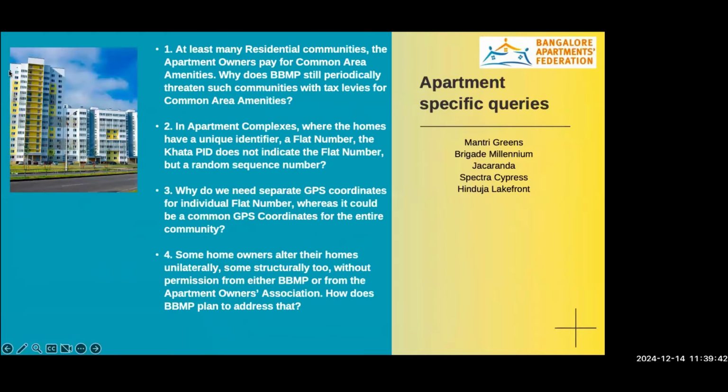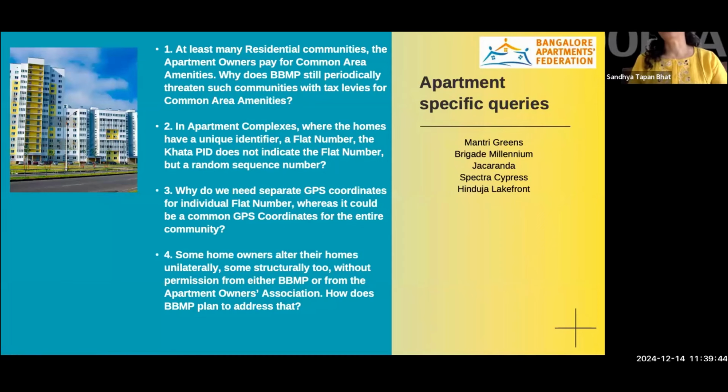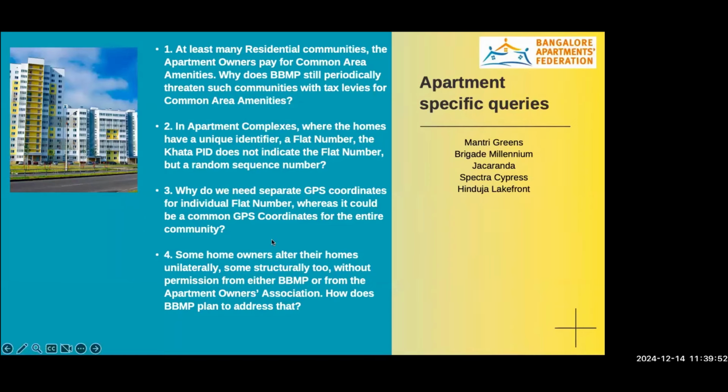Next question. These are some of the apartment specific queries. I will answer this question. See, the common area is already covered in your super built-up area. Okay, common area amenities, the total built-up area is already part of your super built-up area. So generally speaking, you should be paying the tax for super built-up area. If you are paying the tax properly, there should not be any occasion to demand for additional tax.